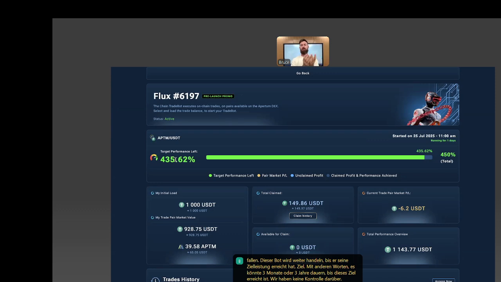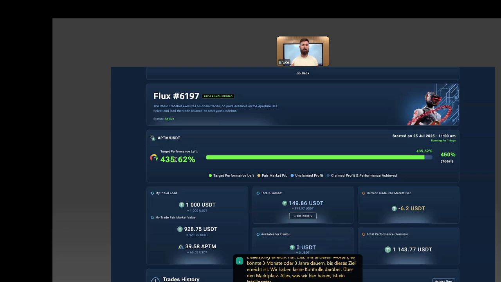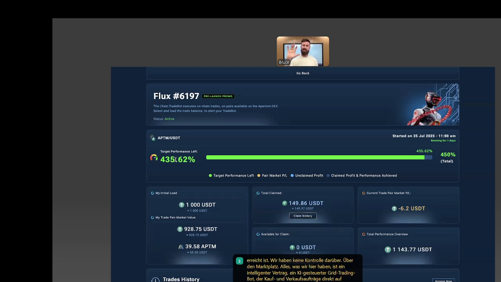All we've got here is a smart contract, AI-driven grid trading bot that's going to execute buy and sell orders directly on the Apertum blockchain. So you can see it live in real time. You can audit it. You can see the transparency of it. Nothing is happening inside of a black box environment.